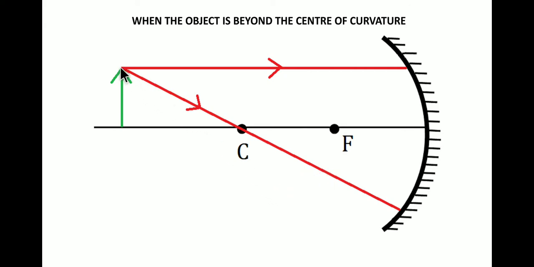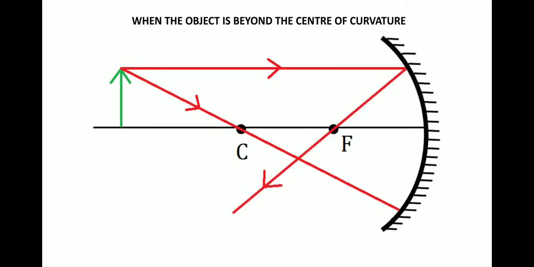And second is, if any light passes through the center of curvature, then after getting reflected, it will again retrace its path back on the same path. That means if the light is incident passing through the center of curvature, it will move back on the same path. All right, so over here the two rays are passing through. One is parallel to the principal axis, that means this ray will pass through the focus, and this ray will be retraced back. So let's see what happens.